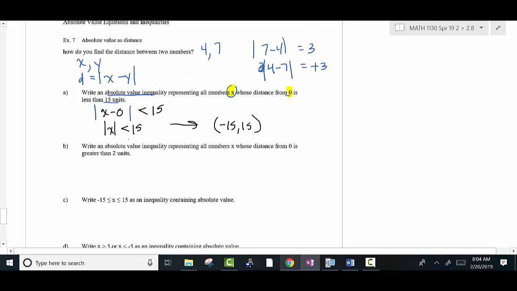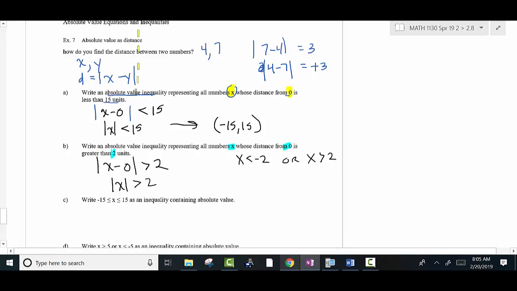Now the next one says write an absolute value inequality that represents the distance from numbers x and 0, this time greater than 2 units. So this one would again be x minus 0 is the distance. This time it's greater than 2. Now remember, if it's greater than 2, one solution is bigger than 2, one solution smaller than negative 2. So the solution to this would just be x less than negative 2 or x greater than 2. And you could write that in interval notation.